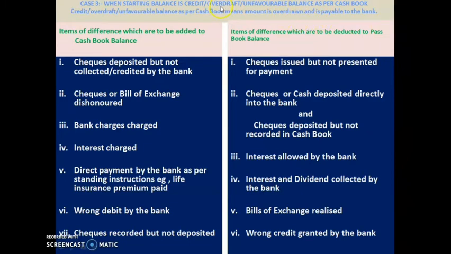So overdraft is like taking a credit from the bank. So overdrawn is payable. That amount you are supposed to pay to the bank. It's a liability for you. So your cash book is showing an overdraft, that means unfavorable balance. In that case, these are the 7 items which we have to add in our cash book balance if it is overdraft, and these are the 6 items which should be deducted from your cash book balance. So children, that was case 3. Now let us discuss case 4.